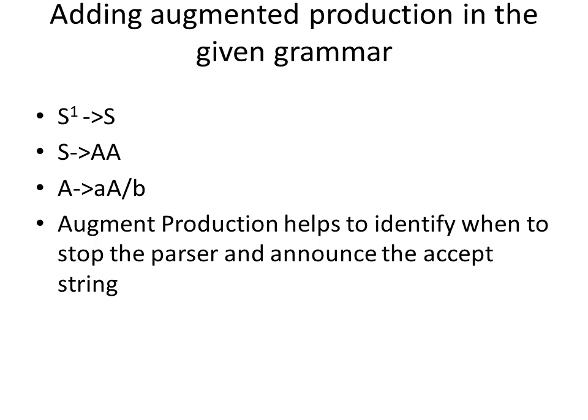So what for are we adding the augmented production? Augmented production helps to identify when to stop the parser and announce the accept string. When to stop the parser and when to accept the input string, that is decided by the augmented production.